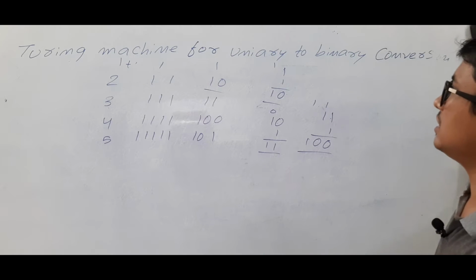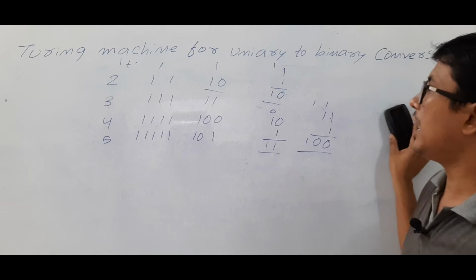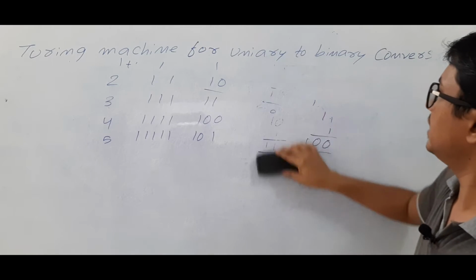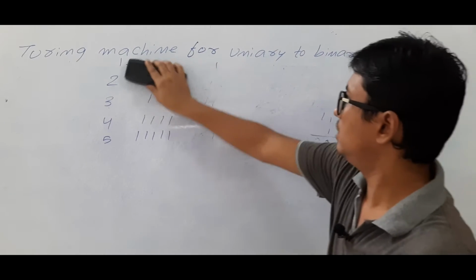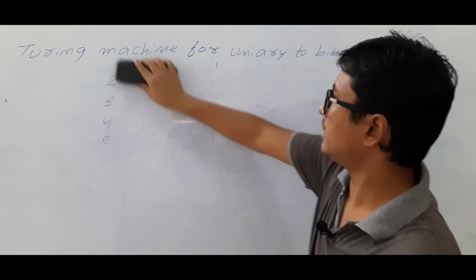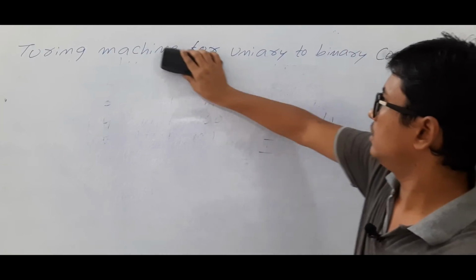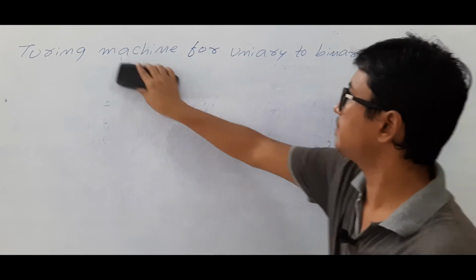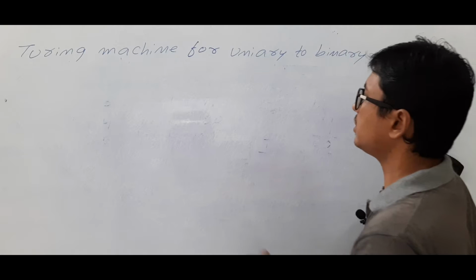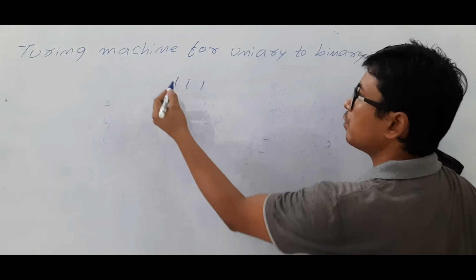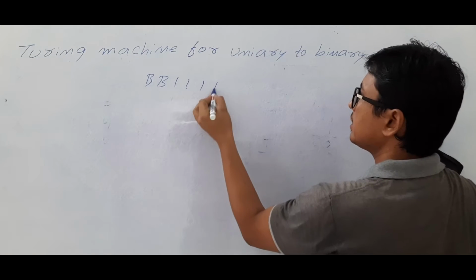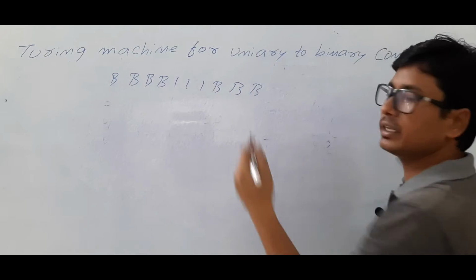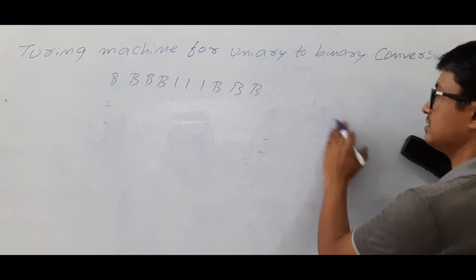So with this introduction and this procedure, I will construct a Turing machine for converting a unary number to a binary number. Okay, now let me take a small example. The unary number, I will take it as 3. If it is 3, how can I represent it in unary representation? It will be 1, 1, 1. Blanks will be there, an infinite number of blanks on the left-hand side and the right-hand side.